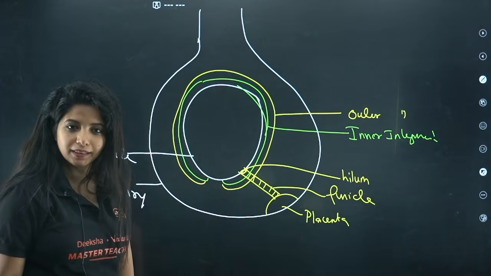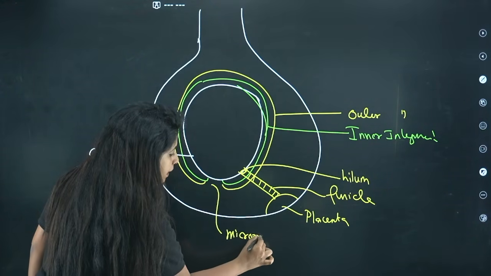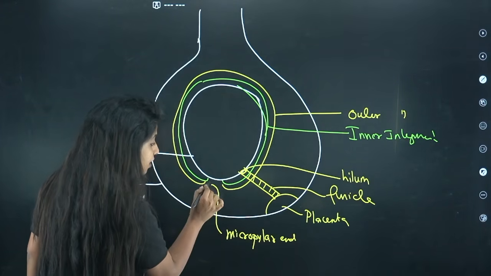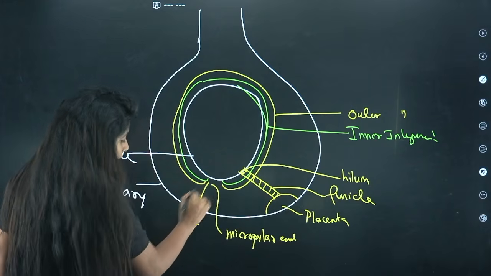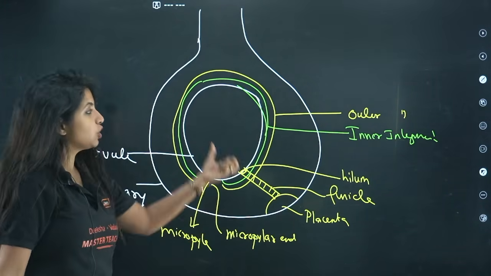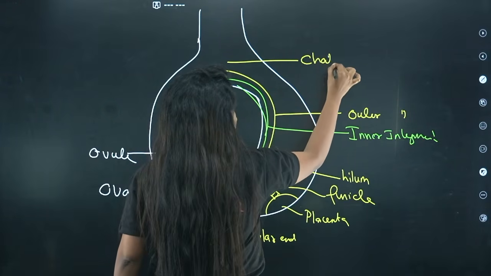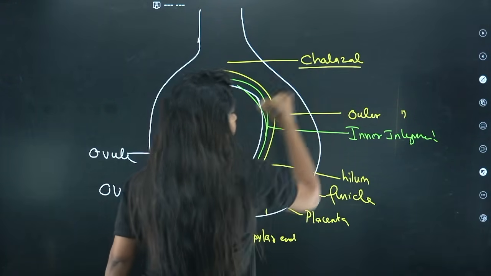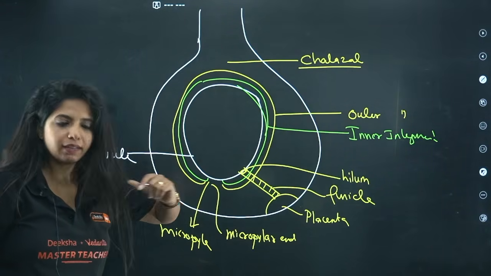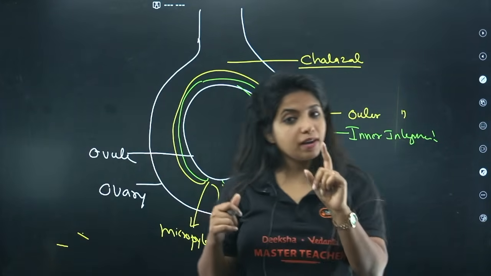This is an opening that you have, and this opening is known as micropylar end. This end which is having this opening is known as micropylar end, and this opening is just known as micropyle. Okay. Opposite to wherever the micropylar end is, you call this as the chalazal end. The chalazal end. Now inside the ovule, one cell which was there, it underwent meiosis and it formed one megaspore.